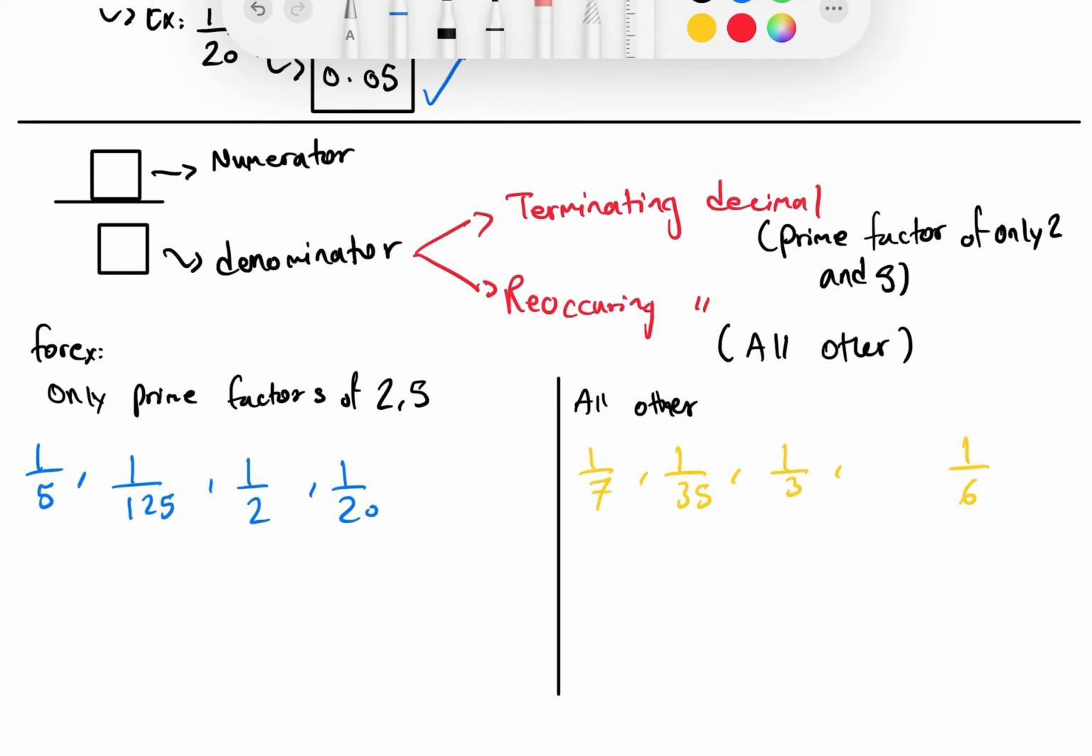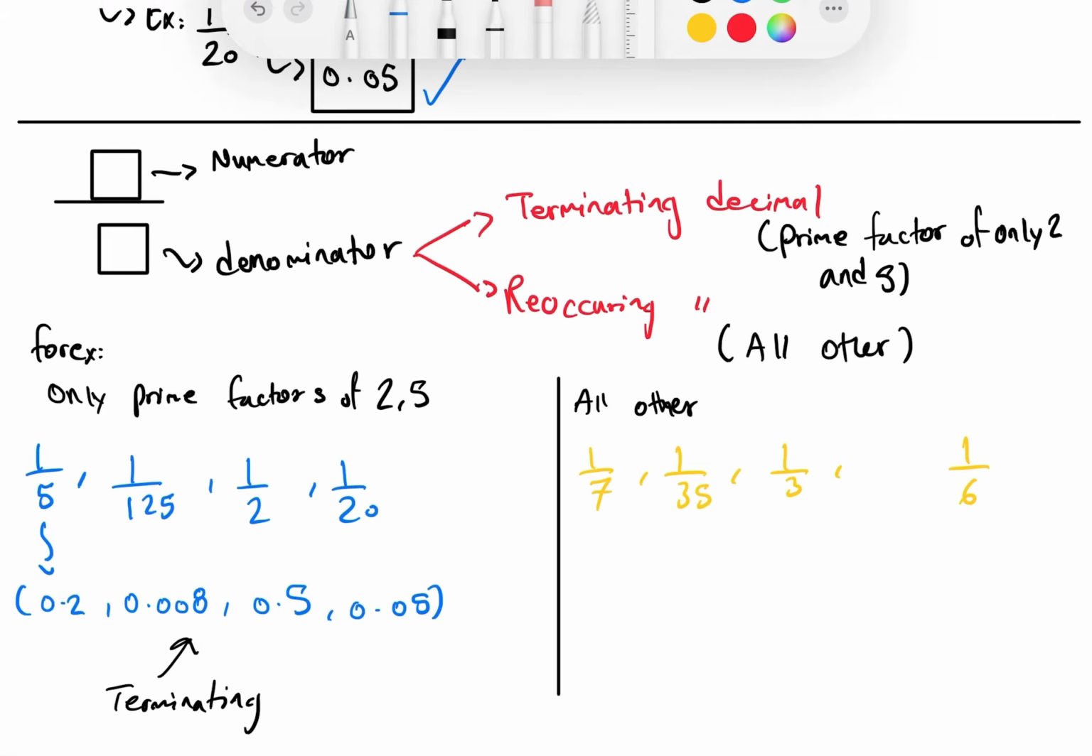So over here, we know that 1 over 5 is 0.2. 1 over 125 is 0.008. And 1 over 2 is 0.5. And 1 over 20 is 0.05. Now, as you can see, all of these are examples of terminating decimals. That means that they come to an end. But how about these ones?